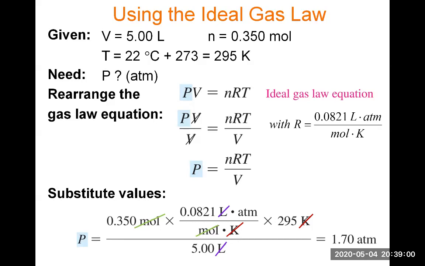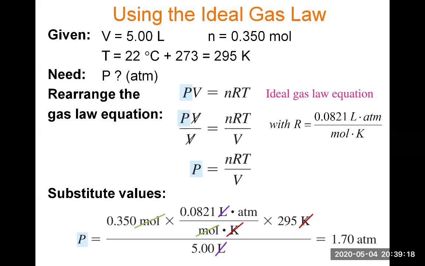Next, you do in the calculator 0.350 times 0.0821 times 295 divided by 5.00. The calculator answer is 1.695, etc.